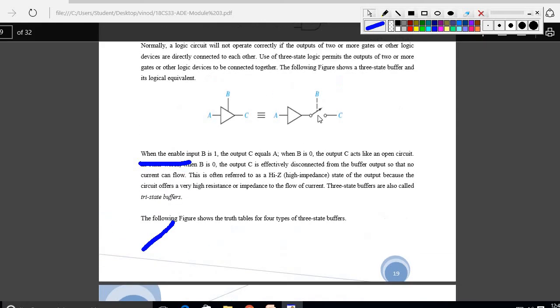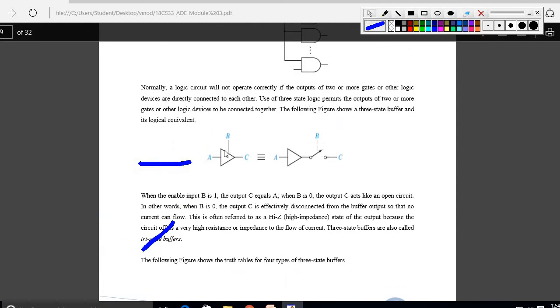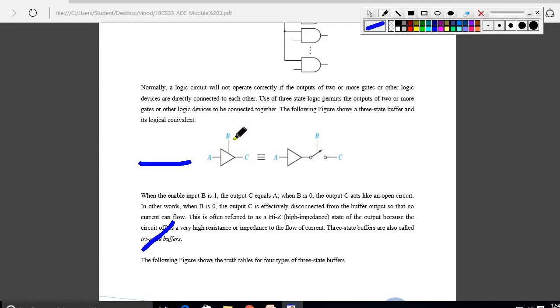See here the three-state buffers. Here the three states are there. When B is equal to 1, meaning you enable the input B as 1, the output C is equal to A. But if it is disabled, meaning B is equal to 0, then C looks like an open circuit, so there is no current flow across this circuit. When there is no current flow, it is in a high impedance state of the output, meaning very high resistance or impedance to the flow of current. So this is the three-state buffer concept.